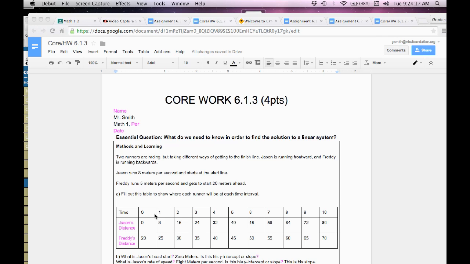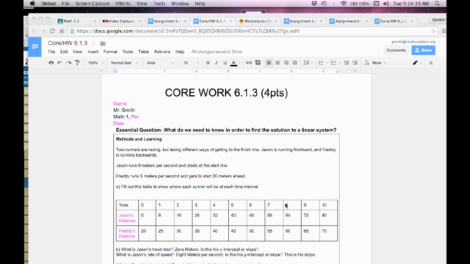So fill out the table. I've already done that for you. As you can see, Jason doesn't get a head start, so he starts 0 meters, but he goes 8 every second, so it goes up by 8s. Freddie gets a head start of 20, he goes 5 every second. So as you can see, Freddie's goes up by 5 every second.